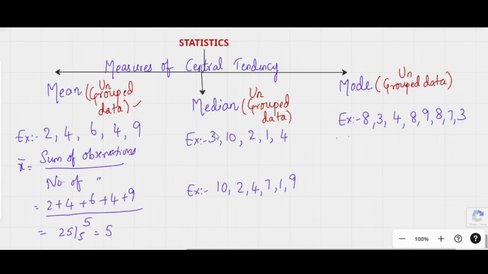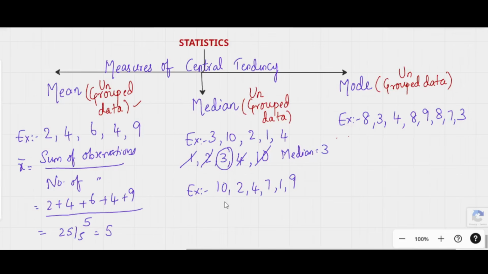Coming to the median, the first step is to arrange the numbers in ascending order. Some numbers are greater, some are lesser, right? So first of all, you have to arrange them from small to big, in ascending order. Let me arrange it first. 1, 2, 4, sorry, 3 is there, right? So 1, 2, 3, 4 and 10. Now cancel the first term and the last term, then cancel the second term and the second last term. The middle observation is your median. So here what is the median? Median is equal to 3.